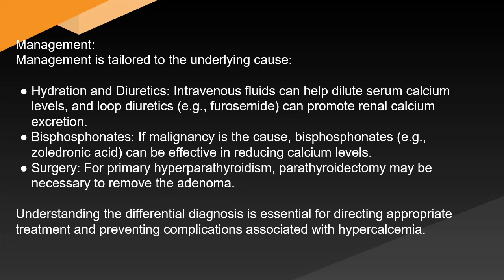Hydration and diuretics. Intravenous fluids can help dilute serum calcium levels, and loop diuretics, e.g., furosemide, can promote renal calcium excretion. Bisphosphonates. If malignancy is the cause, bisphosphonates, e.g., zoledronic acid, can be effective in reducing calcium levels. Surgery. For primary hyperparathyroidism, parathyroidectomy may be necessary to remove the adenoma. Understanding the differential diagnosis is essential for directing appropriate treatment and preventing complications associated with hypercalcemia.